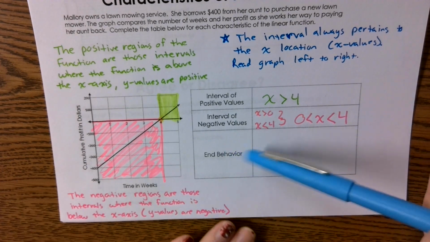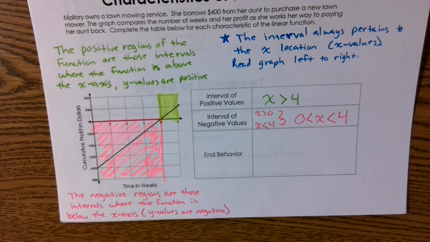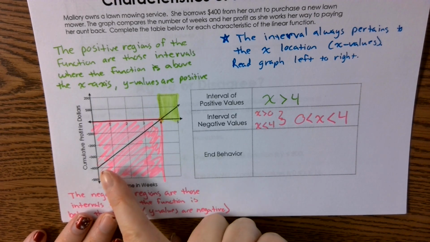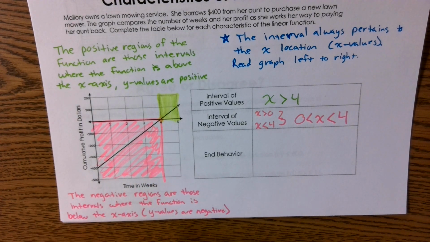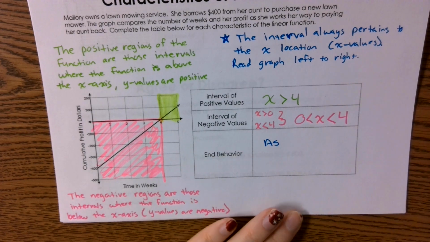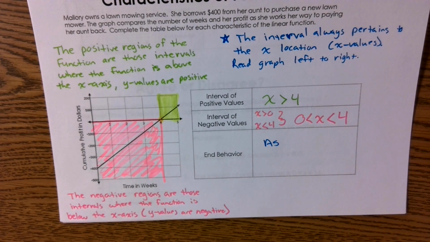So your end behavior in this situation is showing that as your weeks are increasing, what is also happening? Your money is going up, right? Your money is increasing. That is the behavior that we're noticing. It's what we call a trend.